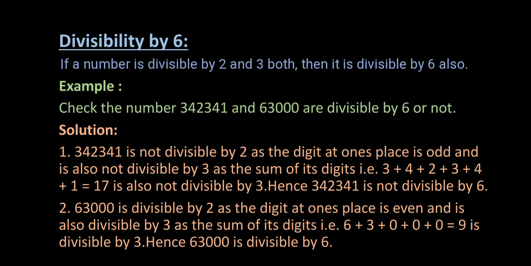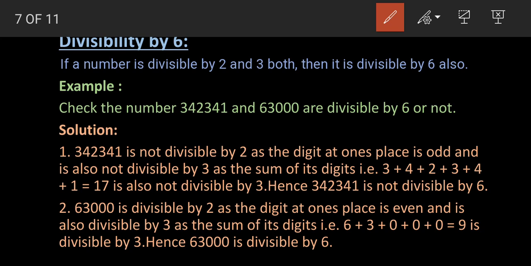Now come to the second one. This number, 63,000, is divisible by 2, as the digit in the ones place is an even number, that is 0. Now check the divisibility by 3. For that, find the sum of all its digits, 6 plus 3 plus 0 plus 0 plus 0. We get 9. 9 is divisible by 3, so the number is also divisible by 3. As the number is divisible by both 2 and 3, this number is also divisible by 6.